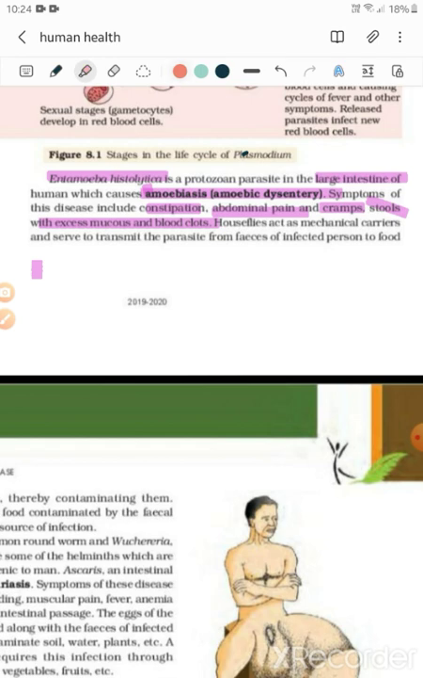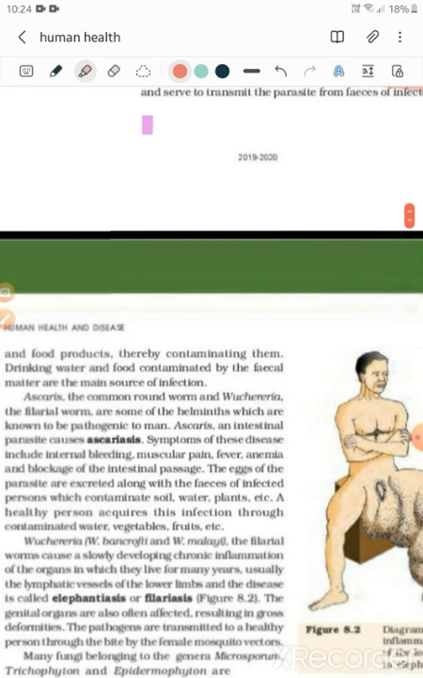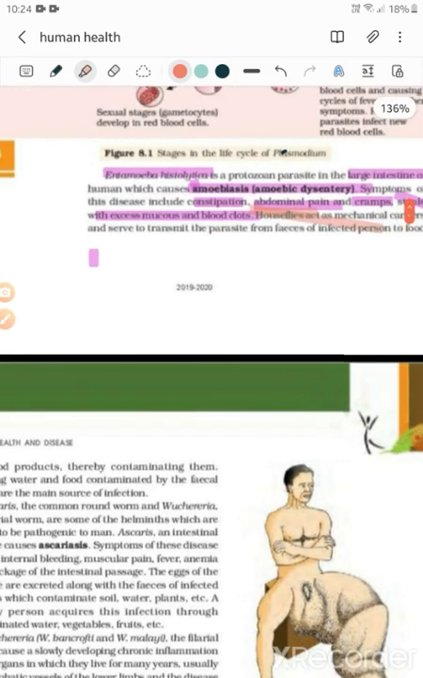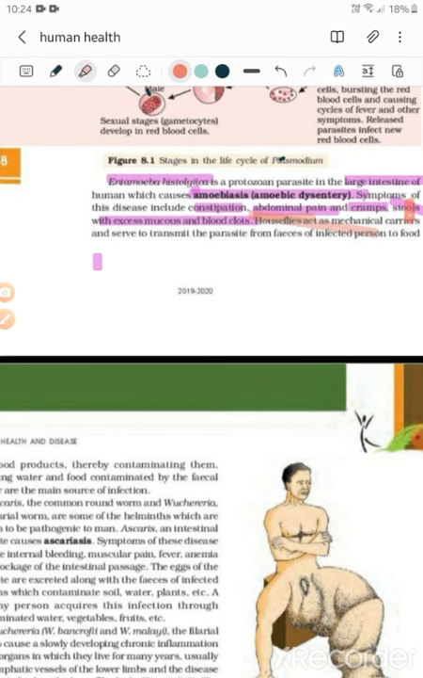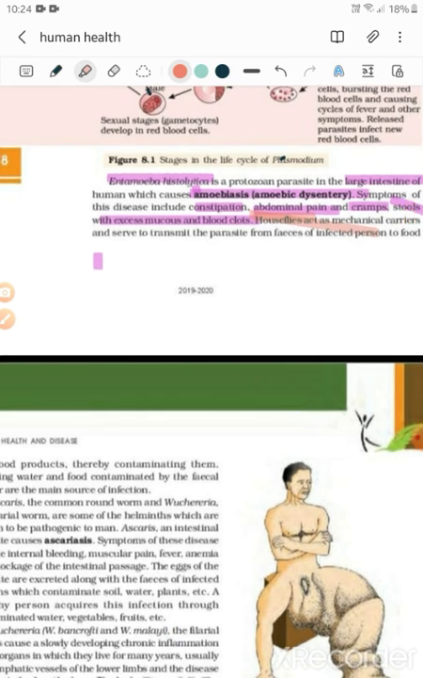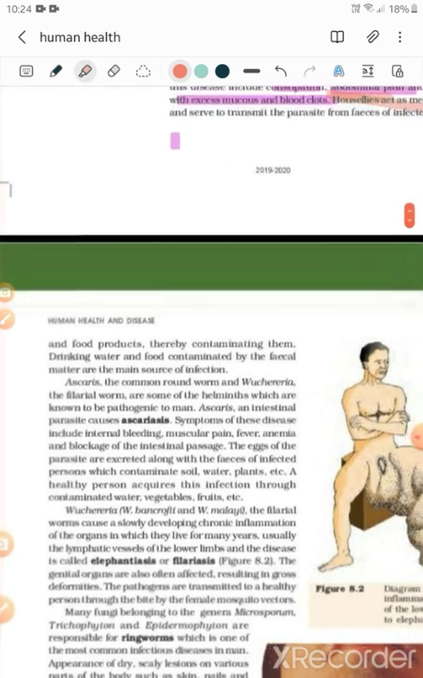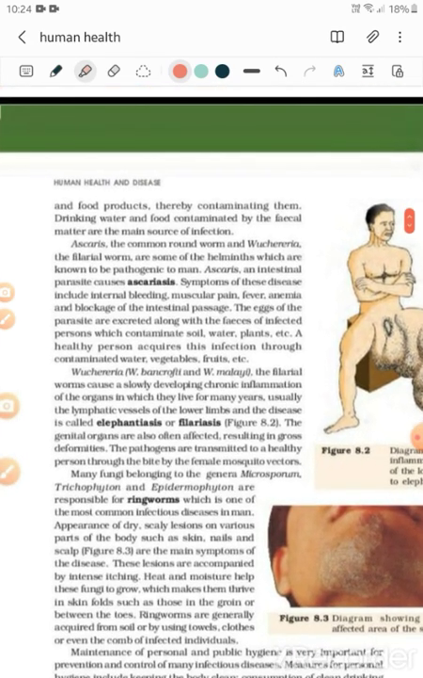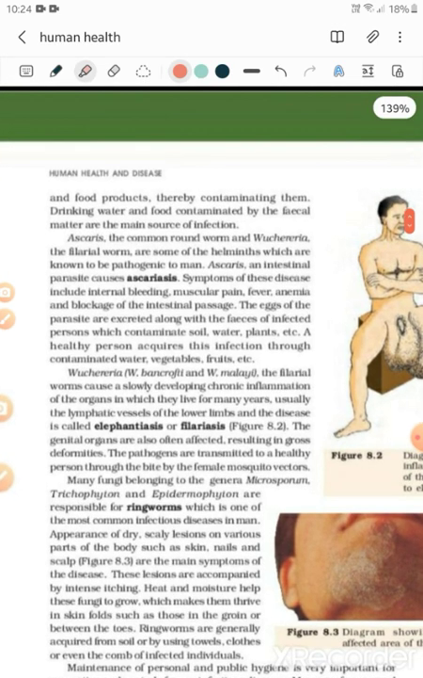Next point to be noted is the carrier. House flies act as the mechanical carriers of Entamoeba histolytica. Fine, very important point. Just mark this point. The house flies transmit the parasite from the feces of the infected person to food and food products, thereby contaminating them. Drinking water and food contaminated by fecal matter are the main source of infection, just like typhoid, right?